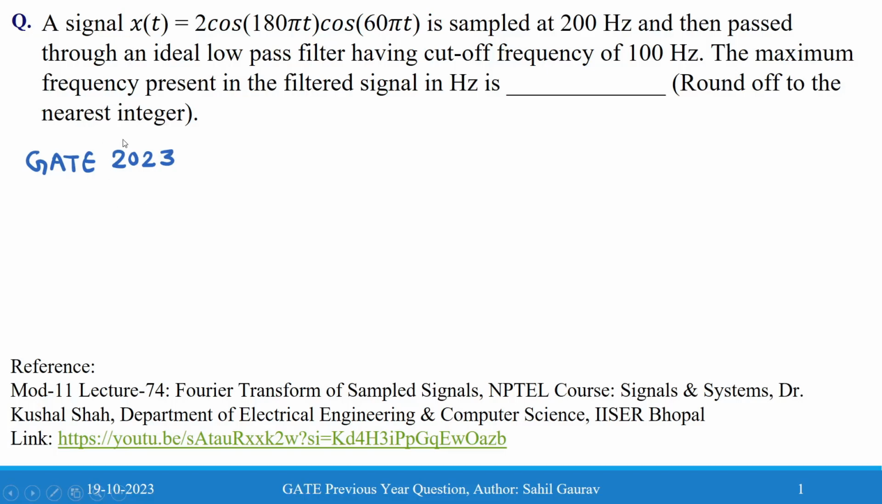This problem was asked in GATE 2023, and it is from the Signals and Systems subject. A signal x(t) = 2 cos(180πt) cos(60πt) is sampled at 200 Hz and then passed through an ideal low pass filter with a cutoff frequency of 100 Hz. The maximum frequency present in the filtered signal, in Hz, will be, rounded to the nearest integer.